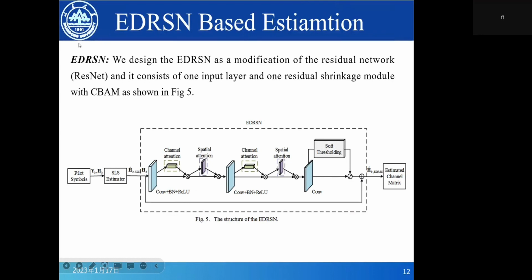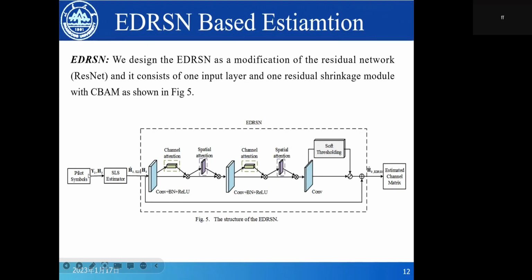Here is our network, EDRSN. We designed the EDRSN as a modification of the residual network ResNet, and it consists of one input layer and one residual shrinkage model with CBAM, as shown in Figure 5.